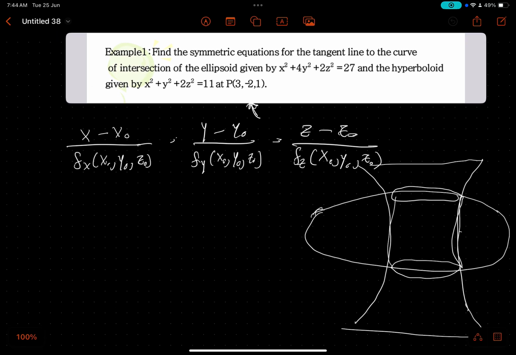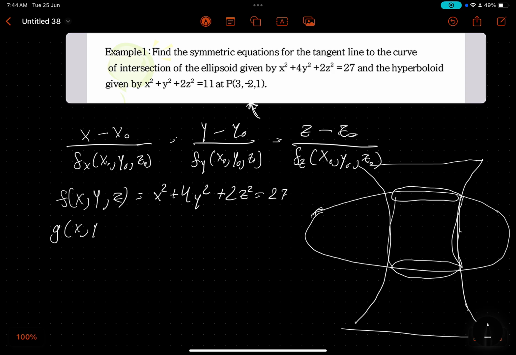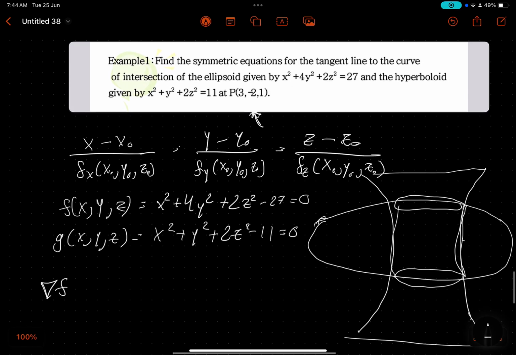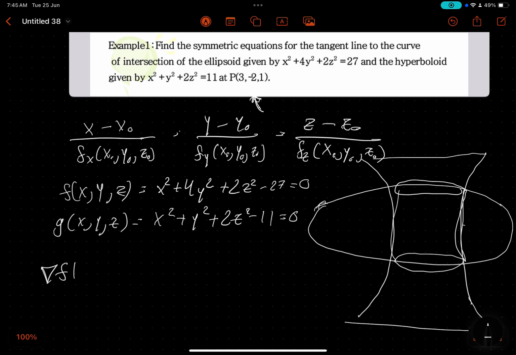First, let's define f of x, y, z equals x squared plus 4y squared plus 2z squared minus 27 equals 0. Then we have g of x, y, z, another function: x squared plus y squared plus z squared minus 11, which is equal to 0. In order to find the gradient of f, we can simply find the gradient at a specific point, which is (3, minus 2, 1), since we only need it at this point.